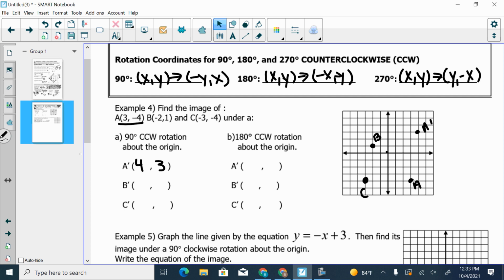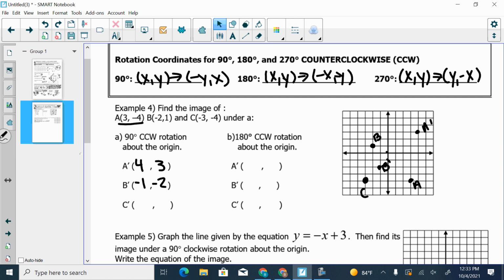Okay, so here's my original point. I have to change the sign of my y. Currently, my y is a positive 1, so it's going to become a negative 1, and then I need to switch their spots. So would that fit in that quadrant? So we are at negative 1, negative 2 for our B prime. Okay, and then lastly, point C, negative 3, negative 4. If I go counterclockwise, where is that going to put us?